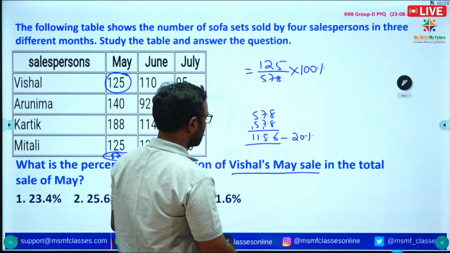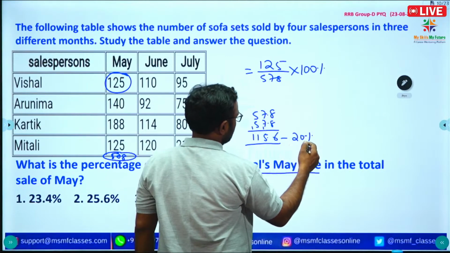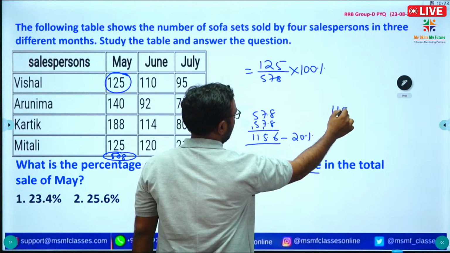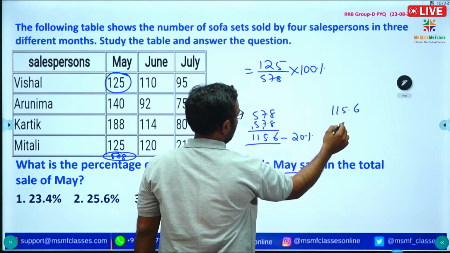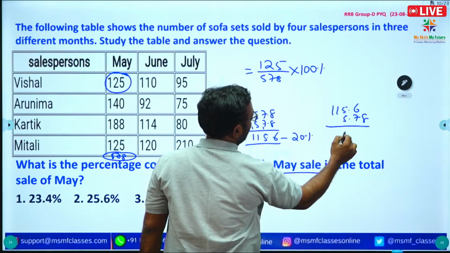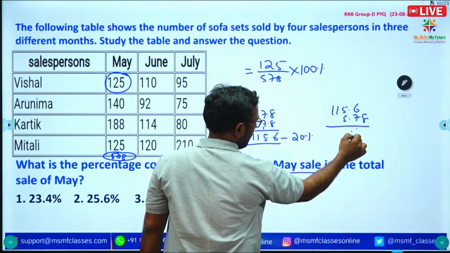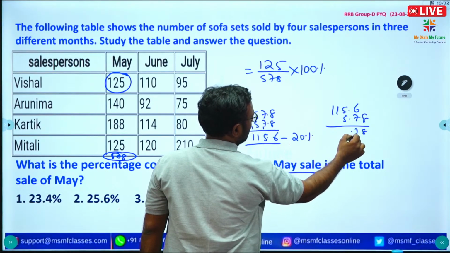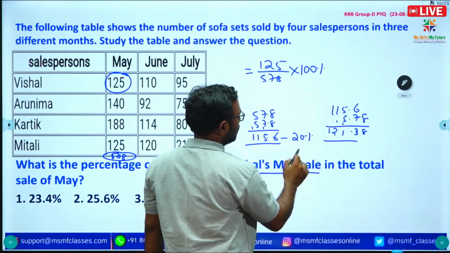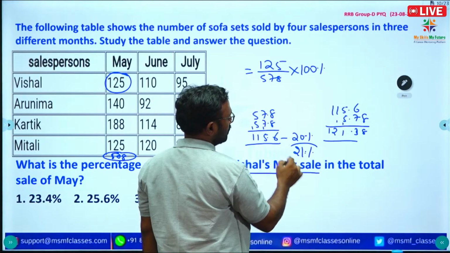Just add 1% to that, which is 5.78, and we get approximately 121. So 21% is approximately the value.